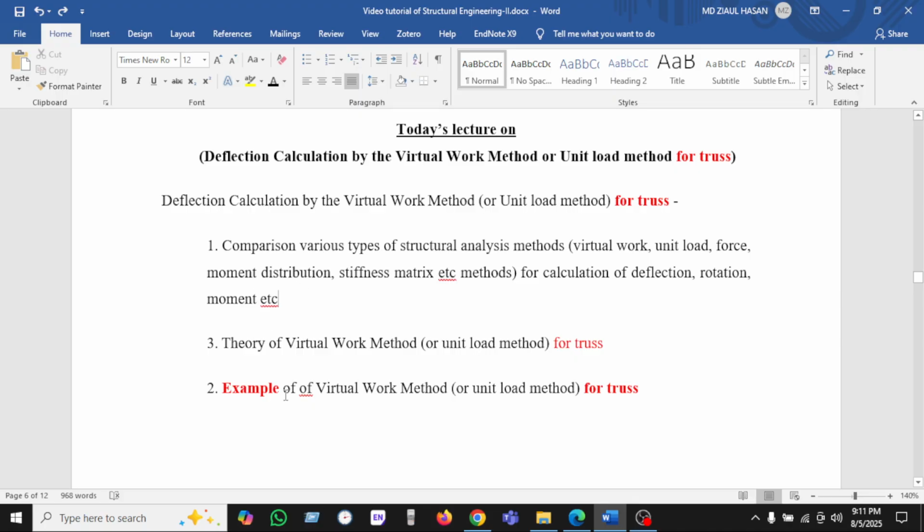And then I will try to cover the theory of the virtual work method or unit load method only for trusses, and last I'll try to give some examples of the virtual work method or unit load method only for trusses. Okay, and sequentially I will try to deliver lectures on the virtual work method for beams, virtual work method for frames, etc.